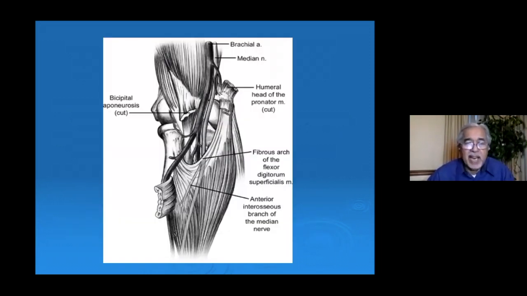This is where the anterior interosseous nerve is going through, as you can see, the fibrous arch of the flexor digitorum superficialis muscle, basically the anterior interosseous branch of the median nerve. By the way, the anterior interosseous branch of the median nerve does not have any sensory component. As a result, the anterior interosseous syndrome doesn't have any tingling numbness of the hand, compared to pronator syndrome and carpal tunnel syndrome.